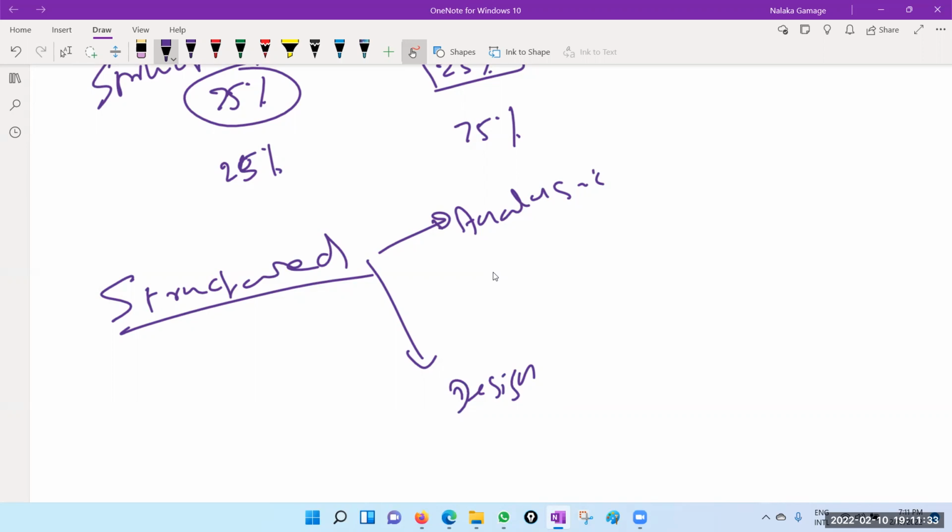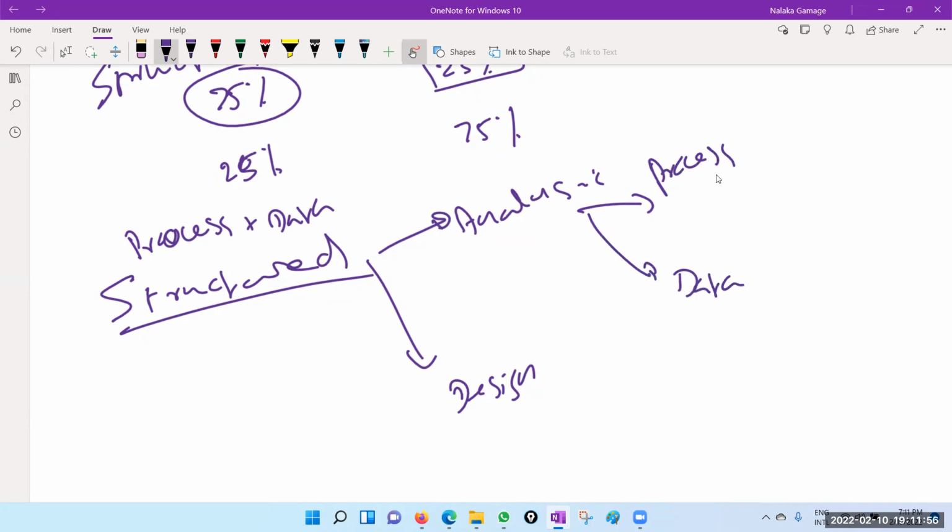Last time we discussed structured analysis. Remember, structured means a process plus data approach. In the analysis, we go for the process part and the data part, subdividing them. For the process part we go for the context diagram, to get the big picture, and then the data flow diagrams. Those are the two main diagrams.